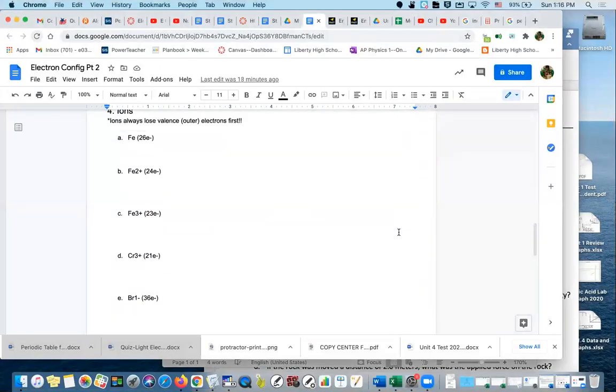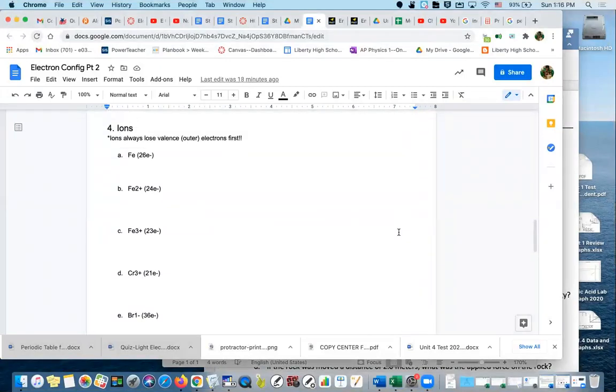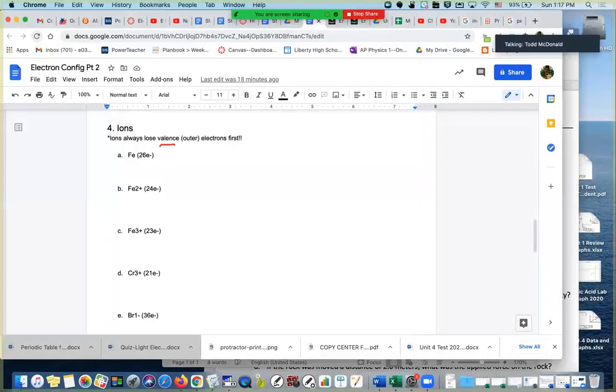All right, the next thing we need to talk about is ions. Ions are a little bit tricky when it comes to electron configuration. One of the important rules you need to catch is that when we are dealing with positive ions and you are removing electrons, you have to remove valence electrons, which are the outermost energy level, first. Okay, give you a quick example.